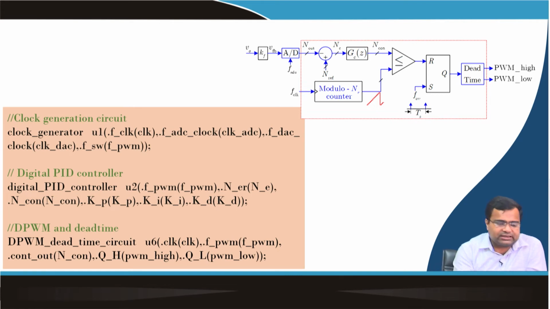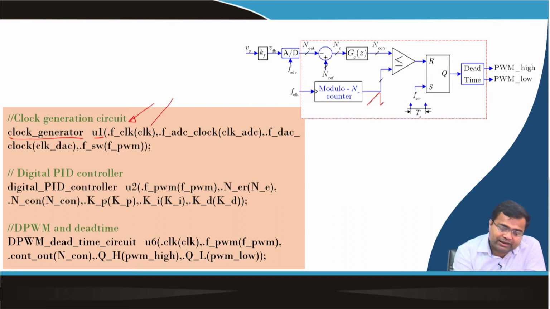So, clock generation circuit, clock generation. You have to give the instance name, the clock generator is a module name, and we also know that when you instantiate a module inside a module, we can instantiate it by name. So, that is why the dots are coming, where the actual clock generator module will have the input output port names f underscore clock, f ADC clock, and so on. We will go to that.